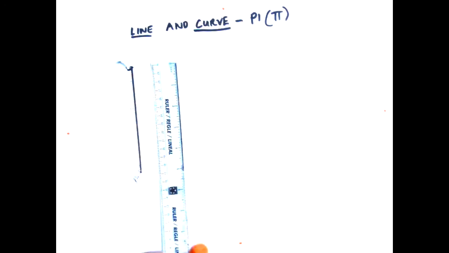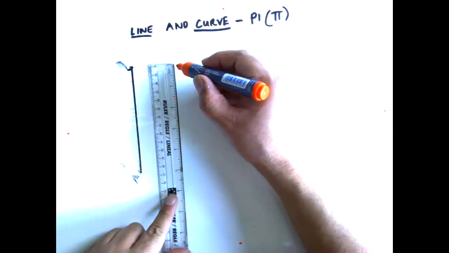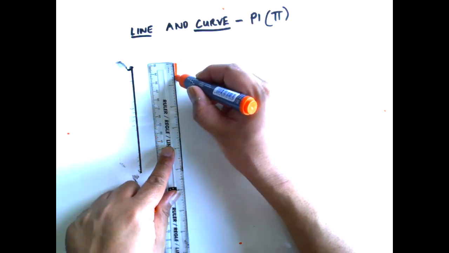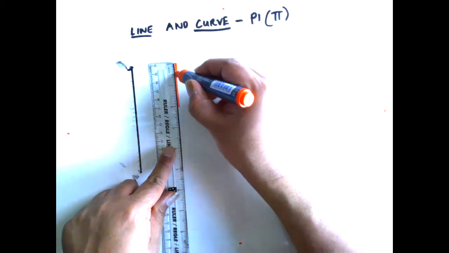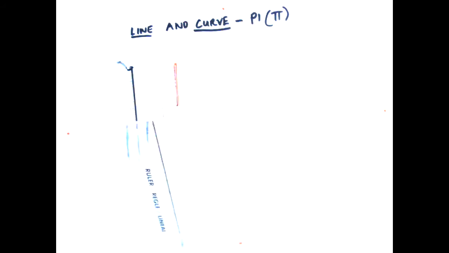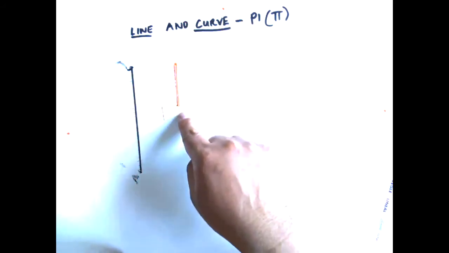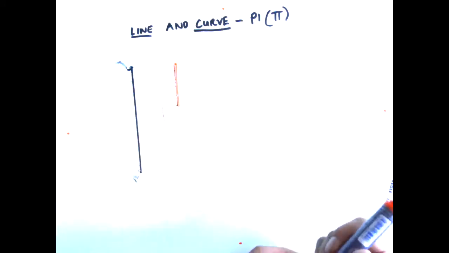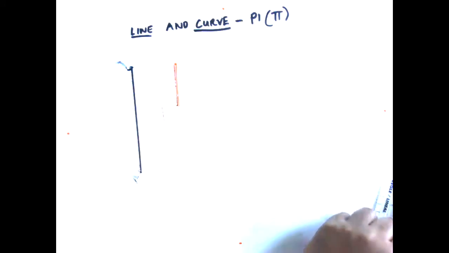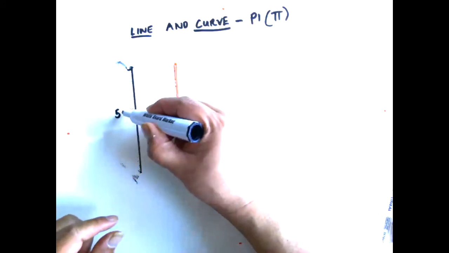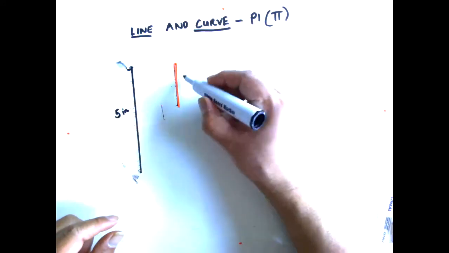And we have another line, which is essentially this. Now the question is, what is the relationship of the red line, which is 2 inches, to the black line, which is 5 inches? So this is 5 inches, and this is 2 inches.